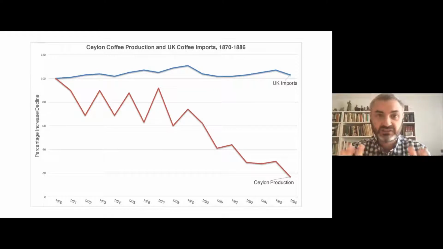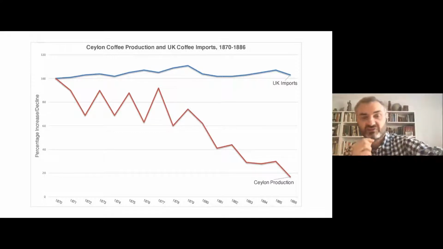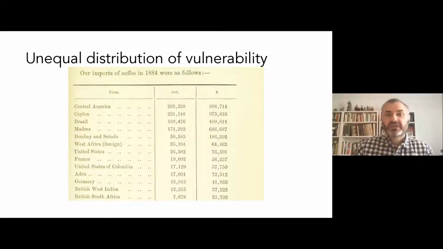Here, I did a little graph just so you can see. The red line shows the decline of Ceylon's coffee production, and these are just percentage graphs. So the absolute numbers here, while they both refer to volumes of coffee, are wildly different. But in any case, you can see the red line shows Ceylon's coffee production imploding, and here you can see that as Ceylon implodes, UK coffee imports remain pretty much unchanged. And why did they remain unchanged?